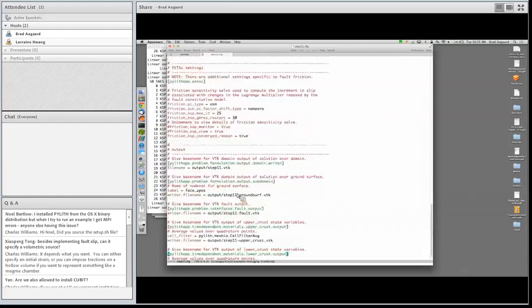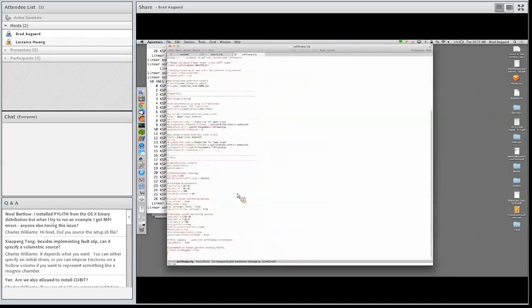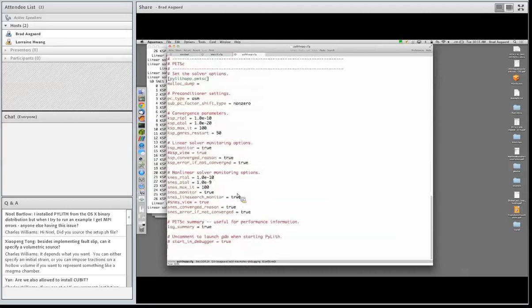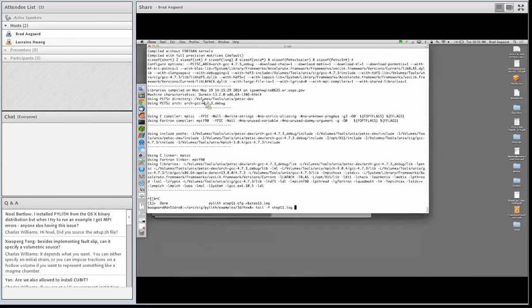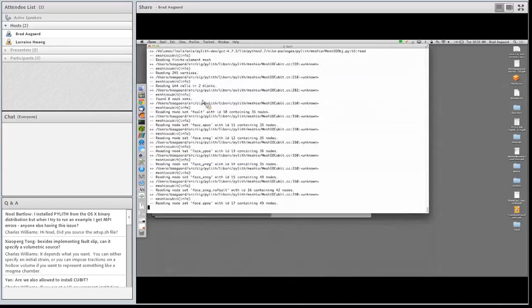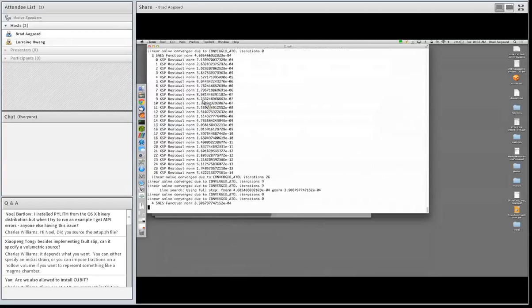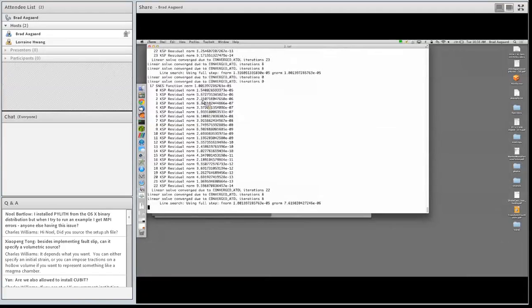What's our absolute tolerance here? Absolute tolerance 10 to the minus 20. We don't need that. So put that at 10 to the minus 13. I'm not sure why that is there. So I'm just going to run it again, make sure it still works. Should run a little faster this time.